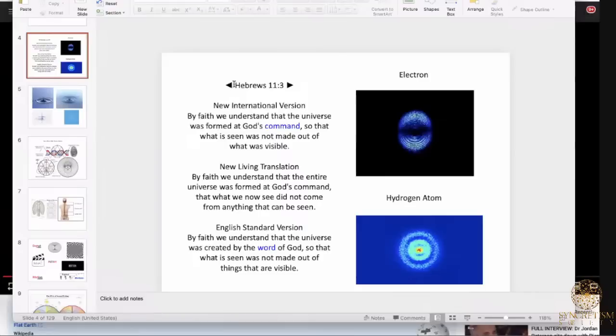The Bible agrees, Hebrews 11:3. By faith we understand that the universe was formed at God's command, or should I read this version? Created by the Word of God. Can you see D-O-R in there? Door? Portal. We are now learning the language of stars. We are now going to learn everything from now on through words. Everything is going to be words. We're going to be deciphering words, and through words we're going to learn everything.